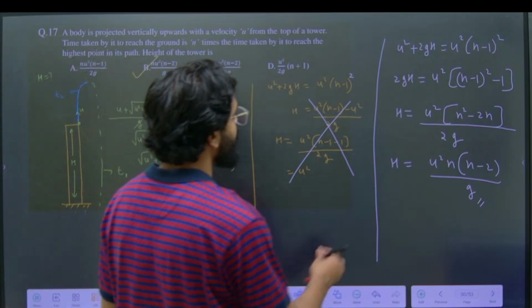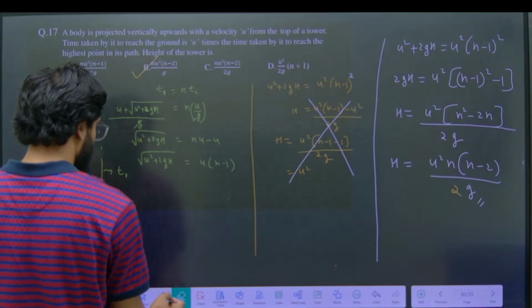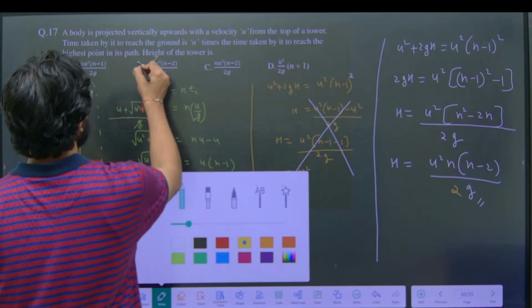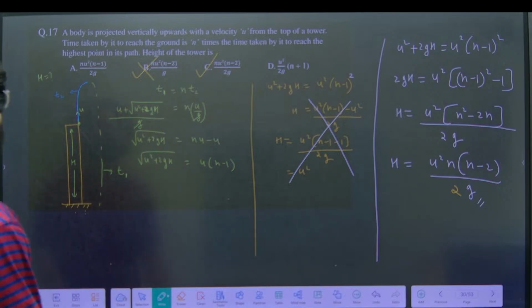No, it is not that option, because 2g is there. No, wrong. This is correct. I missed that too. Let's go.